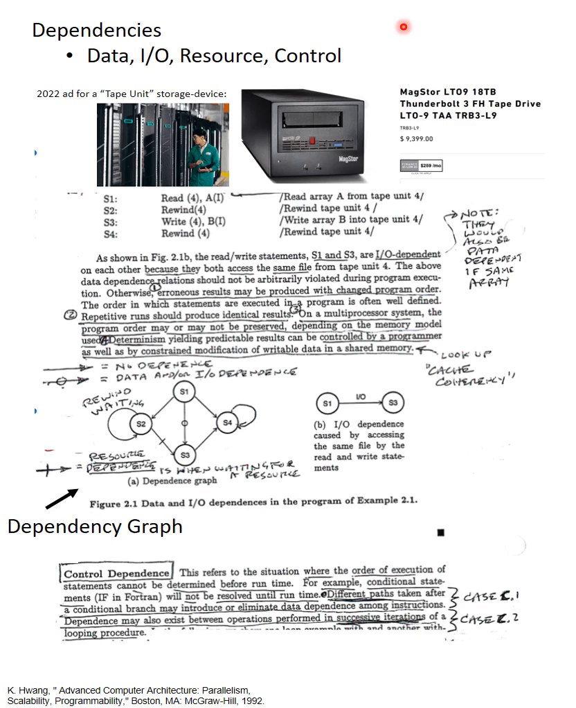And here's an example of dependencies here. So you see a routine here where we are reading and writing to the tape.